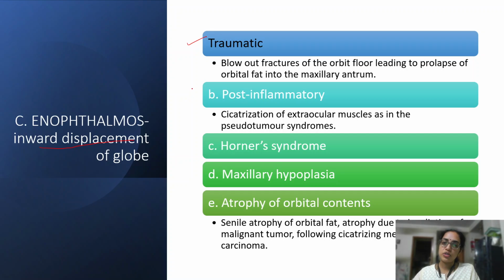The next is post-inflammatory. Usually it follows orbital pseudotumor. After a couple of inflammatory episodes, you can have cicatrization of the ocular muscles and the orbital fat, leading to enophthalmos. Horner syndrome, maxillary hypoplasia, and atrophy of the orbital contents can follow irradiation and cicatrizing metastatic carcinomas. So, trauma and post-inflammatory are the most common causes of enophthalmos.